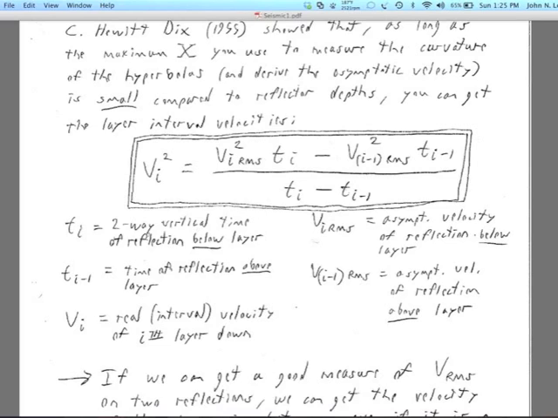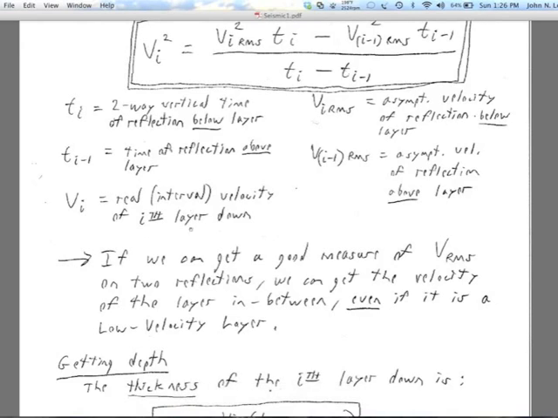Okay, so the Tis are the two-way vertical times of the reflection below the layer. So reflector 4 is at the bottom of layer 4. Just a piece of terminology you have to remember. And Vi RMS is the asymptotic velocity of the reflection that comes from below the layer. T i minus 1 is the time of the reflection above the layer, from the next reflector up. And likewise, V i minus 1 RMS is the asymptotic velocity of the reflection above the layer. And what we get is the real interval velocity of the ith layer down.